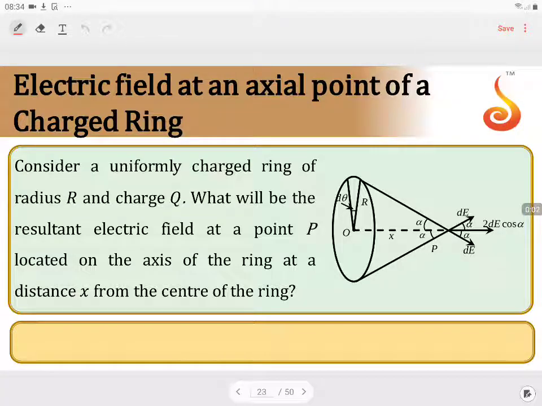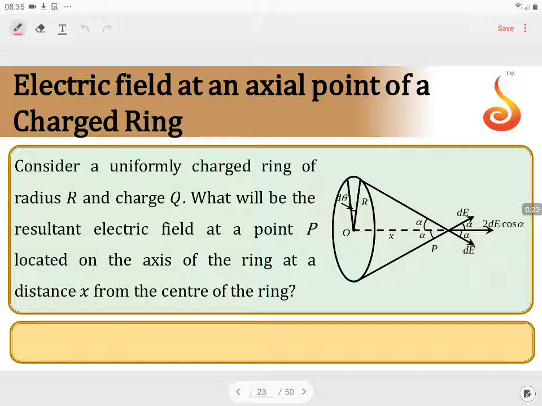Consider a uniformly charged ring of radius r and charge q. What will be the resultant electric field at a point P, located on the axis of the ring at a distance x from the center of the ring? We have already seen in the same lecture what the electric field due to a uniformly charged ring is at the center. It is zero.